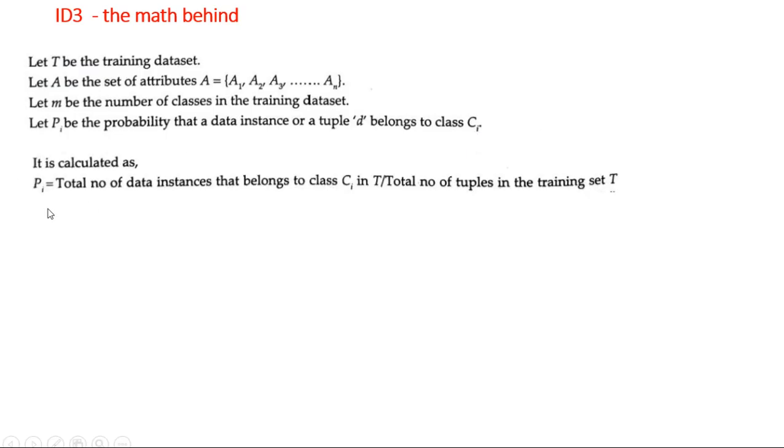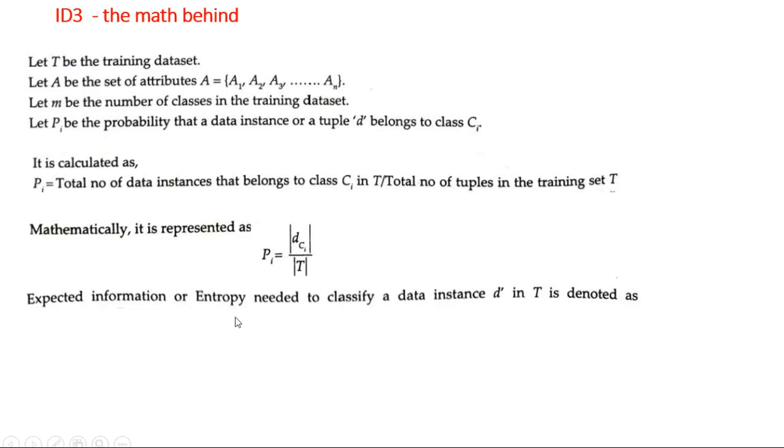So how do you calculate the probability? Pi is equal to the total number of data instances belonging to class Ci in T divided by the total number of tuples in the training set T. So mathematically Pi is mod of dCi by mod of T, where dCi is the total number of data instances belonging to the class Ci and T is the total number of tuples in the training set. Now the expected information or entropy is denoted as, this is the entropy information formula which I just showed in the previous slide. You have calculated the probability, put that value here. So summation of Pi log of Pi and negate it. So that would be our entropy information.